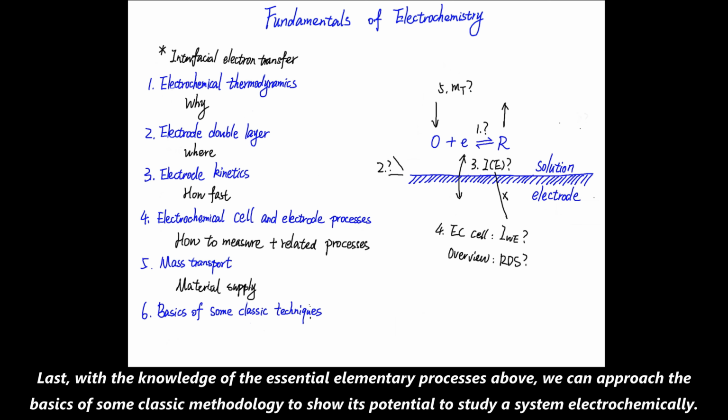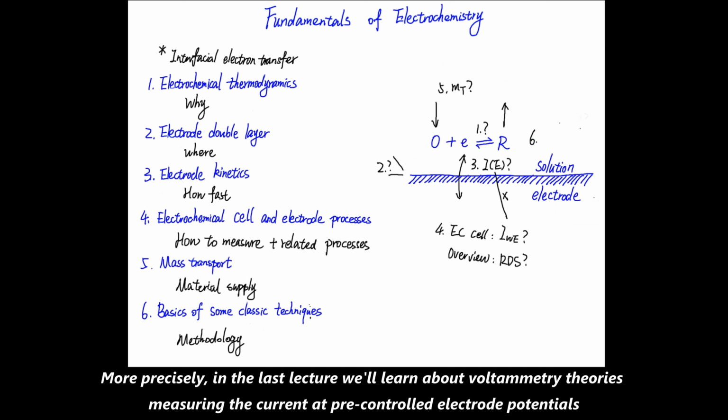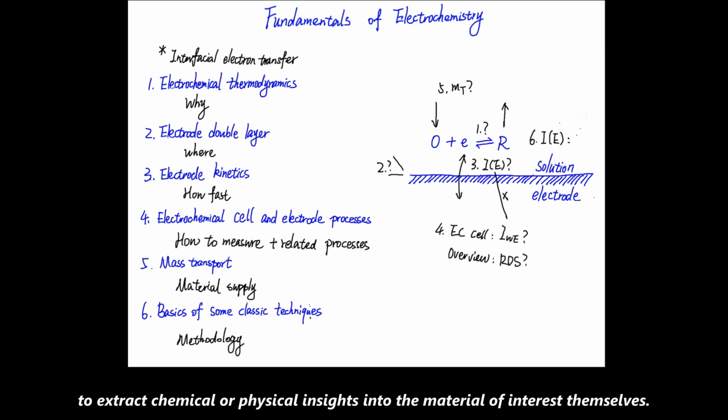Last, with the knowledge of the essential elementary processes above, we can approach the basics of some classic methodology to show its potential to study a system electrochemically. More precisely, in the last lecture, we'll learn about voltammetry theories, measuring the current at pre-controlled electrode potentials to extract chemical or physical insights into the materials of interest themselves.